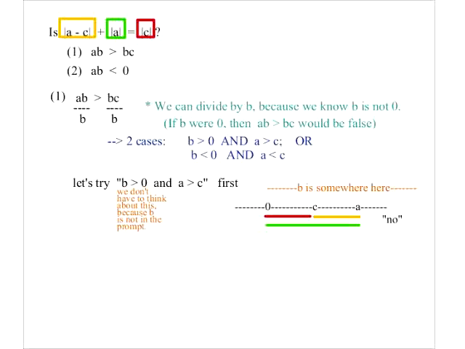But then we can put C to the left of 0. Or we could put them both to the left of 0, as long as A is bigger. So in this case, your yellow line is here. Your green line is here. And your red line is here. This is still no.